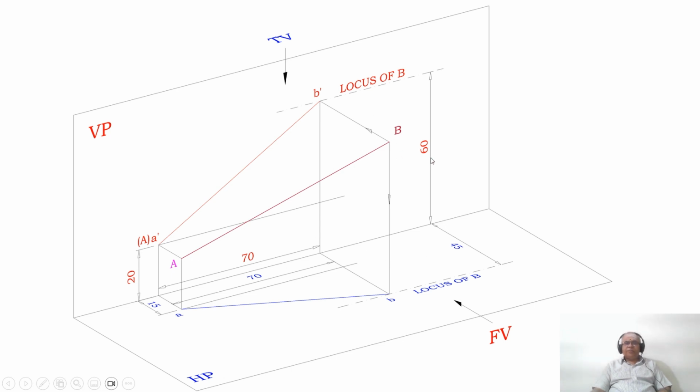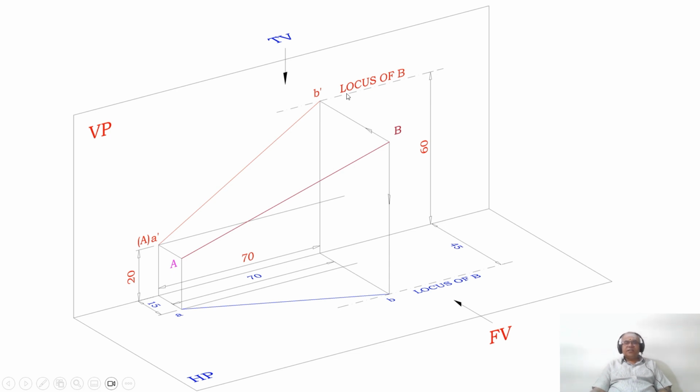Similarly, he has given the other end point B. When you look from the front view, I can see the distance above HP, which is 60 mm, from here to here. This is the distance by which B is above HP. When you look from the front view, since the view is perpendicular to this line, it will be projected onto the vertical plane, which is going to be the locus of B in the front view.